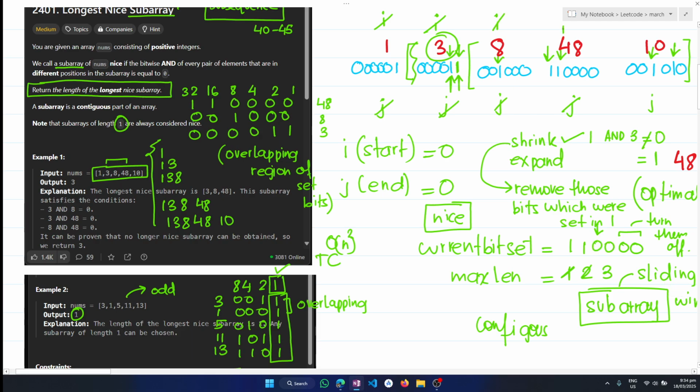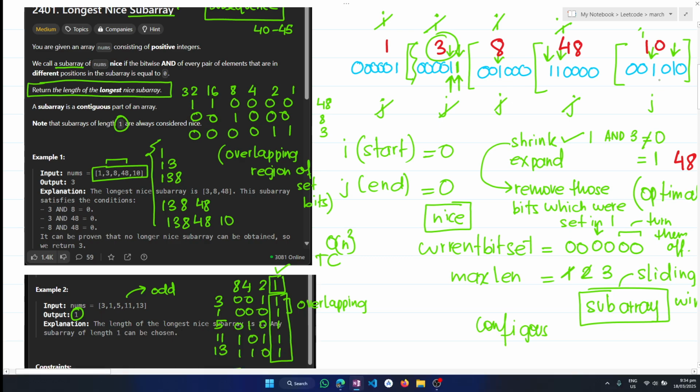I again shrink my window. These 2 bits are on, these 2 bits are still on. Again, there is a clash, so I need to turn them off as well. And then I will again shrink my window. Right. And when I come to this point, I see that now there is no clash, isn't it? Now my i and my j are at the same position, and now there is no clash.